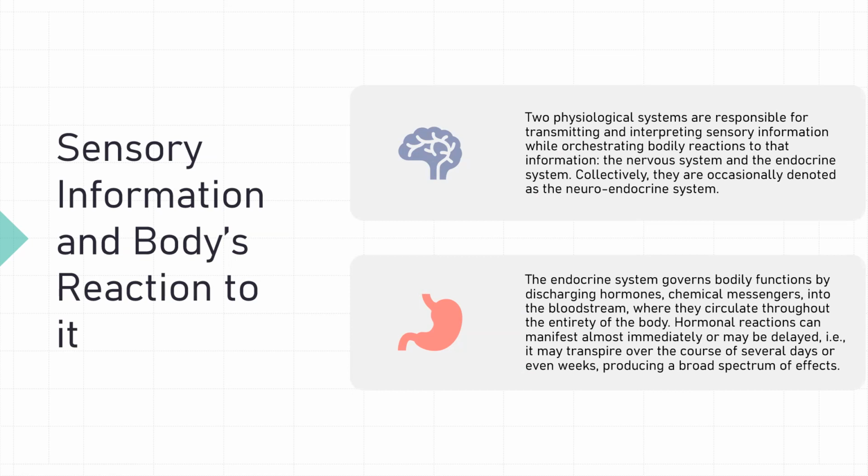The endocrine system governs bodily functions by discharging hormones, which are chemical messengers, into our bloodstream. Those hormones circulate throughout the entirety of the body. Hormonal effects can manifest almost immediately, or they could be delayed, meaning they may transpire over the course of several days or even several weeks. It produces a broad spectrum of effects.